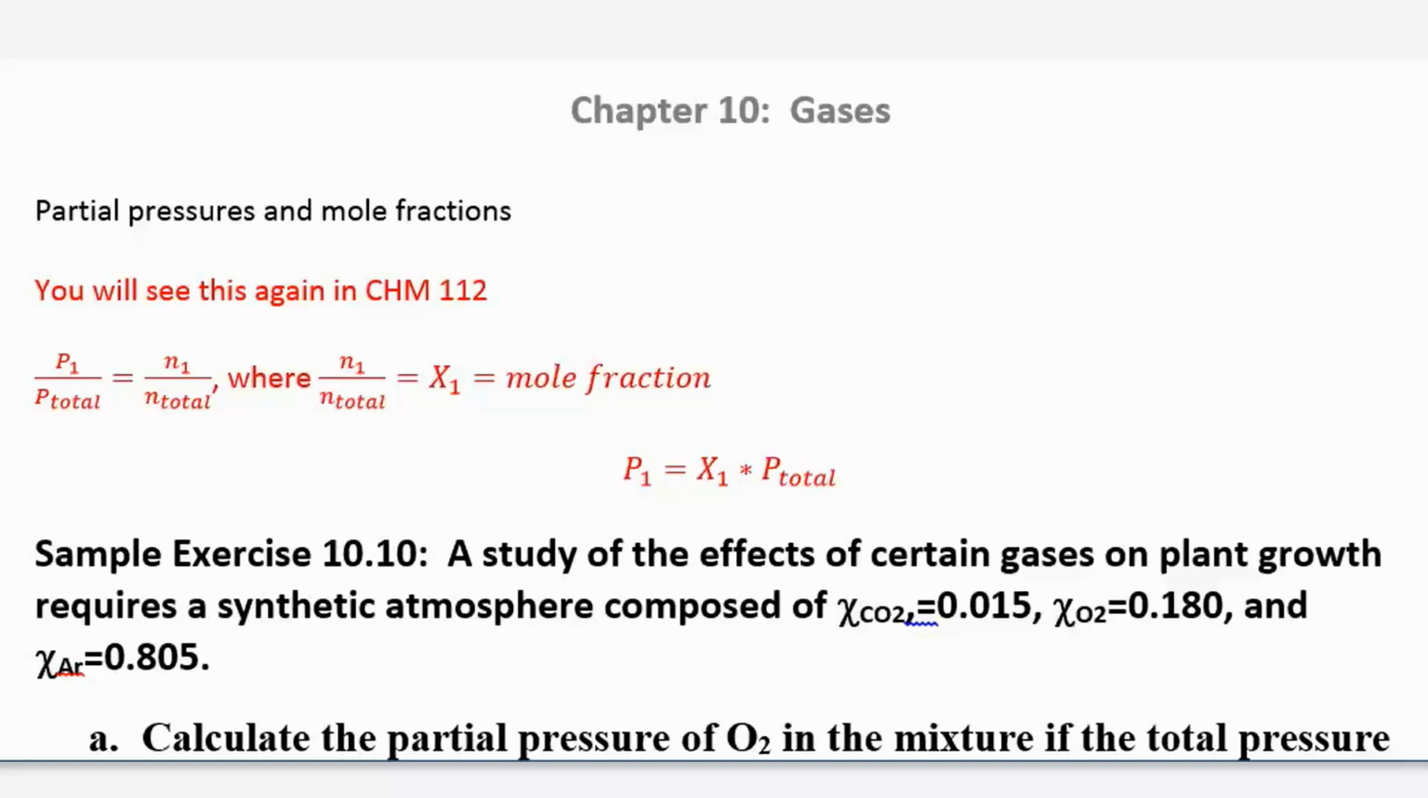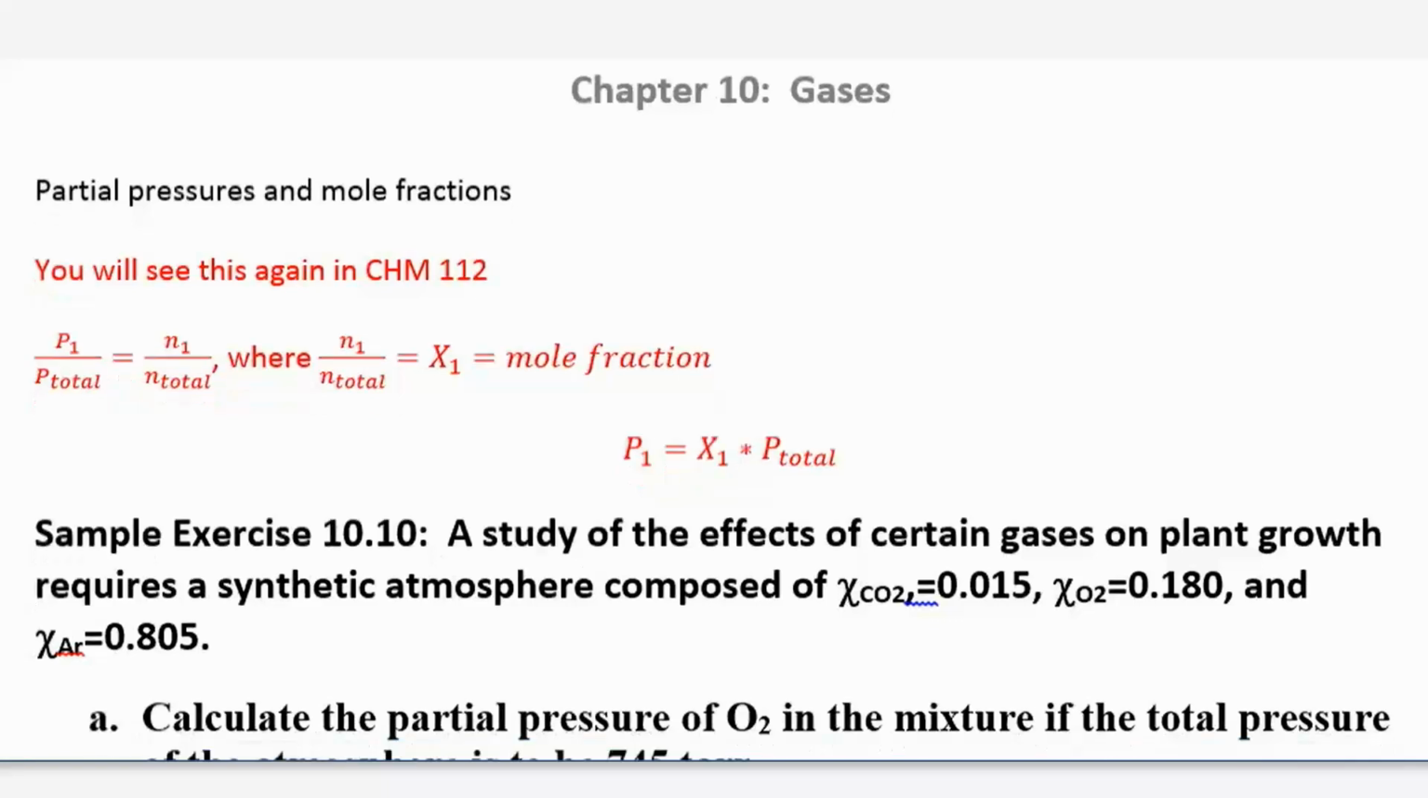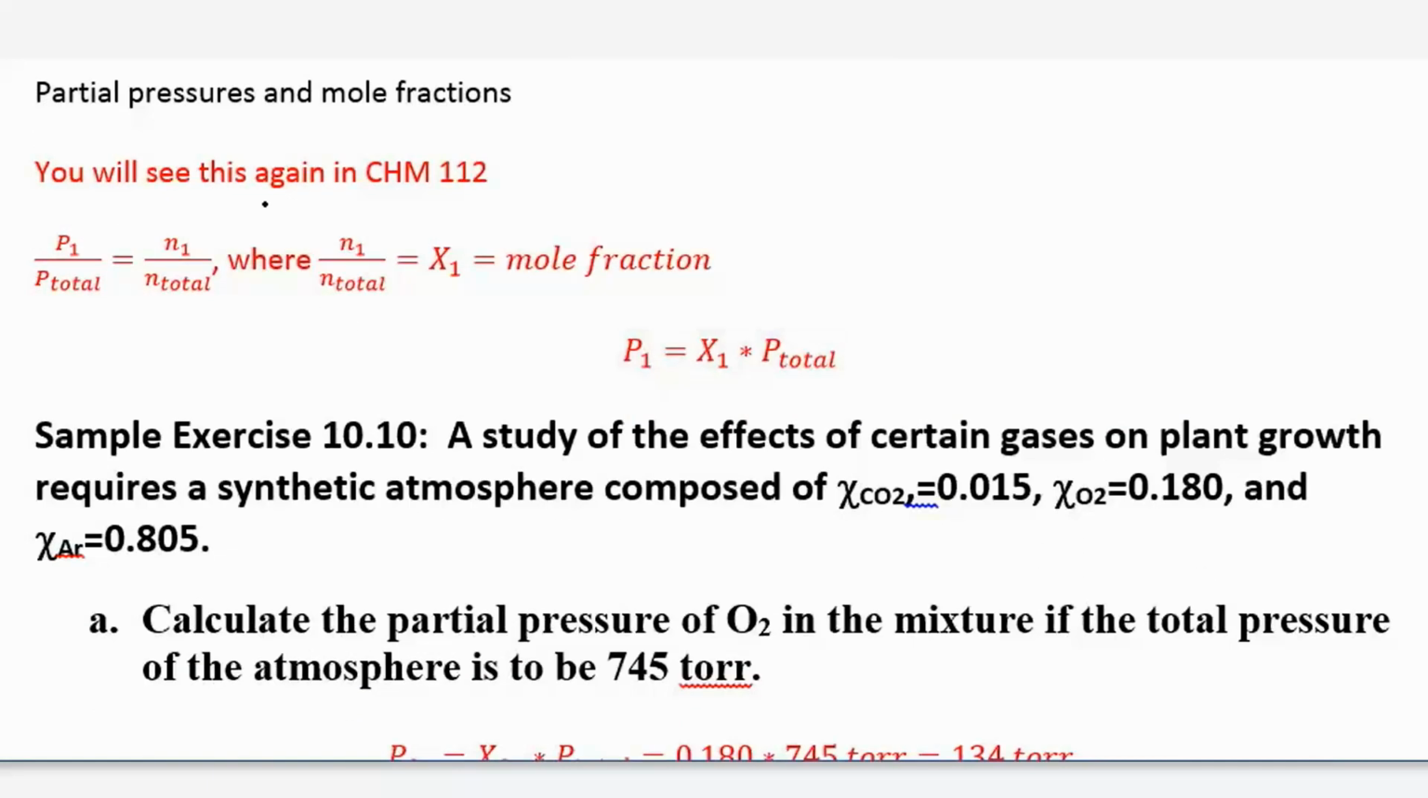Now, partial pressures and mole fractions, let's see how that works. You're going to see this again when we talk about mole fraction. So the partial pressure of one gas divided by the total pressure is proportional to the moles of that one gas over the total moles. So pressure over total pressure is moles over total moles, where moles over total moles is called the mole fraction. When you look at moles of one piece over the total moles, that's called the mole fraction.